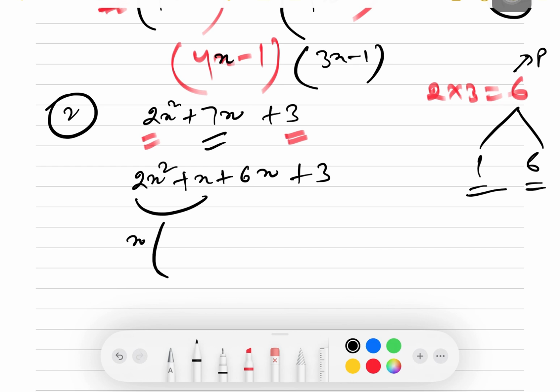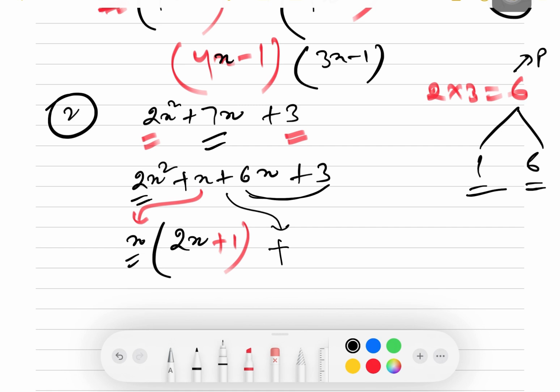Now what is common in the first two terms? The variable x is common. What is left inside the bracket? If you divide 2x square by the common x, what is left? 2x is left. Now the second term, x, if you divide by the common term x, you will get positive 1.